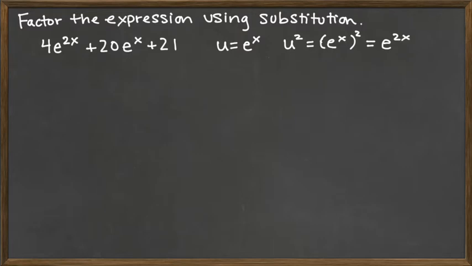So when we do that substitution, what we have now is 4u squared, because the e to the 2x is really just u squared in our substitution, plus 20 times u plus 21. So now this is a polynomial in terms of the variable u.